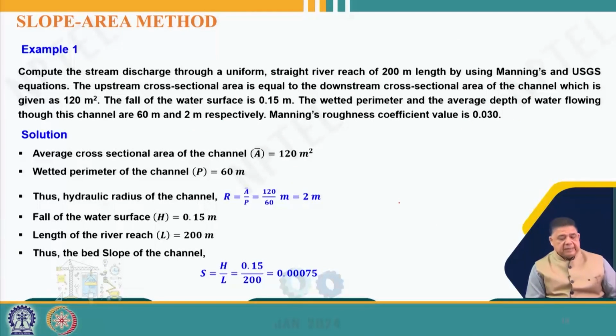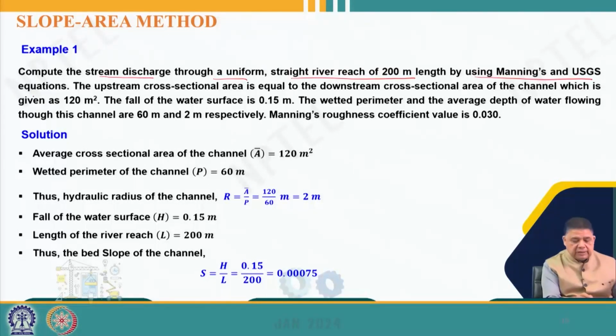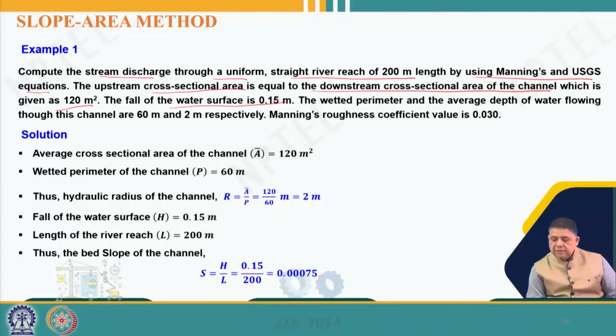Let us take one simple example. First, compute the stream discharge through a uniform straight river reach of 200 meter length by using Manning's and USGS equations. The upstream cross sectional area is equal to the downstream cross sectional area of the channel, which is given as 120 square meters. So, it is a uniform section. The fall of water surface is 0.15 meters. The wetted perimeter and the average depth of water flowing through this channel are 60 meter and 2 meter respectively, and Manning's roughness coefficient value is 0.03.